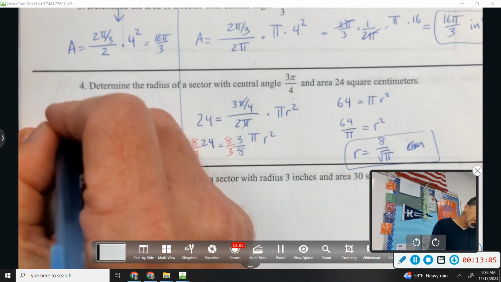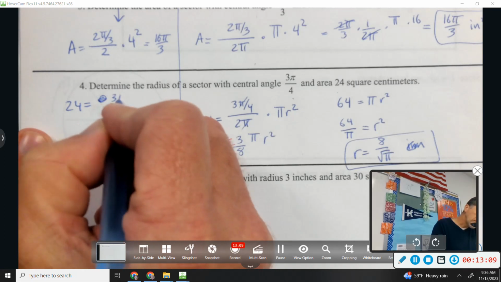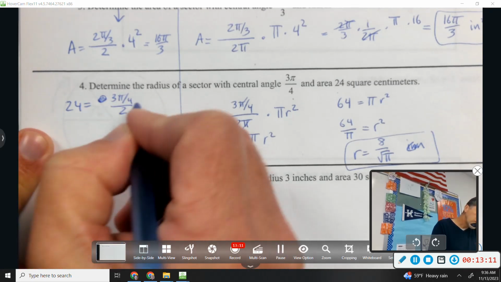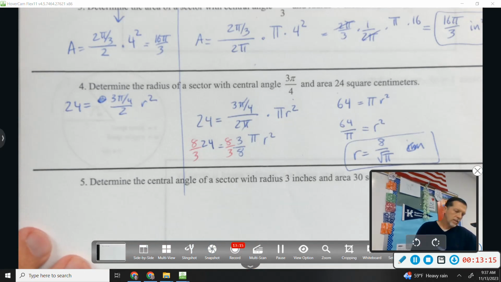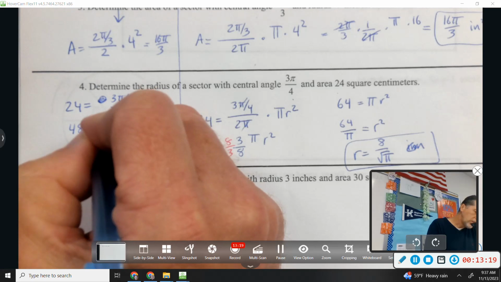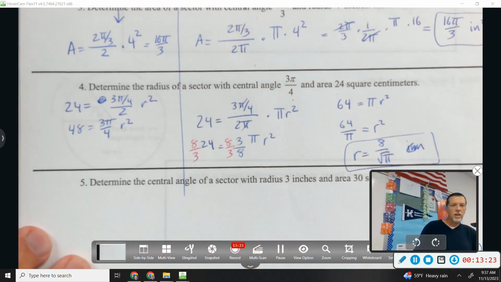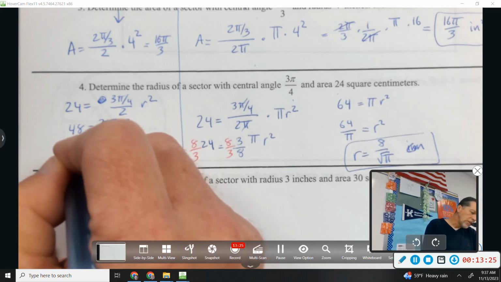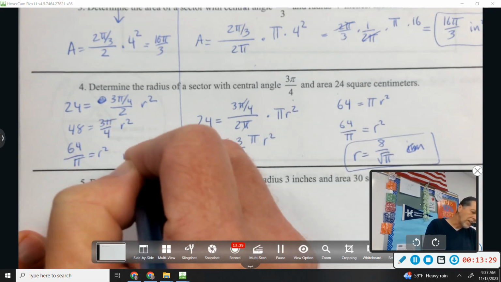Formula way. Area is 24. Theta is 3 pi over 4, over 2, times r squared. So let's see, that would be 48 equals 3 pi over 4 times r squared. If I multiply by 4/3, I get 64. And of course I get the same thing.